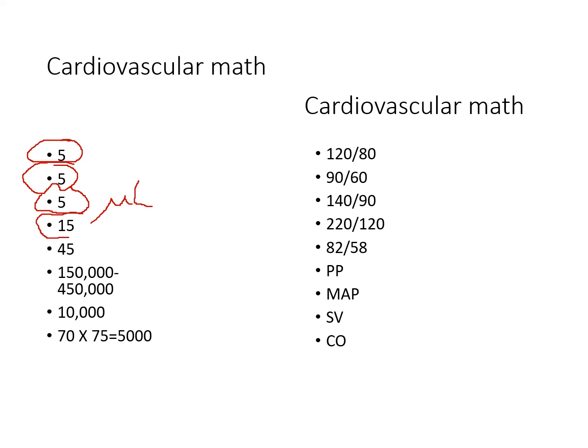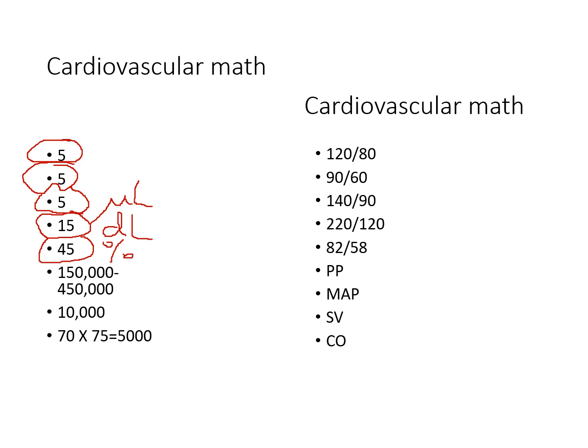15 is the number of grams of hemoglobin that we have in a deciliter of whole blood, which is a tenth of a liter or 100 milliliters. So that's 15 grams of hemoglobin per deciliter of blood. 45 is the percentage, it's known as the hematocrit, the percentage of whole blood which is red blood cells.